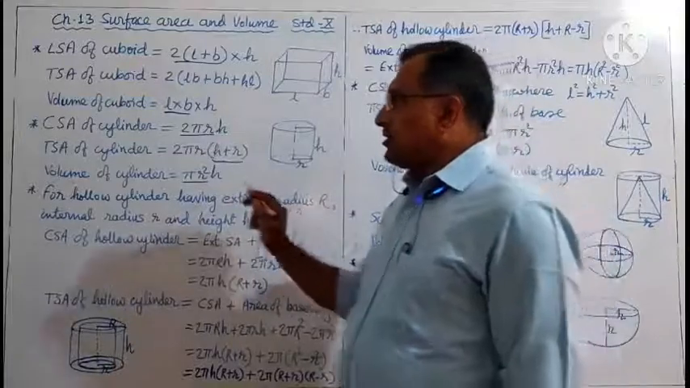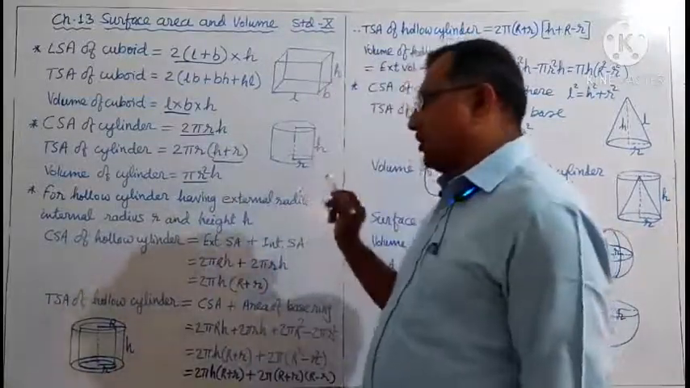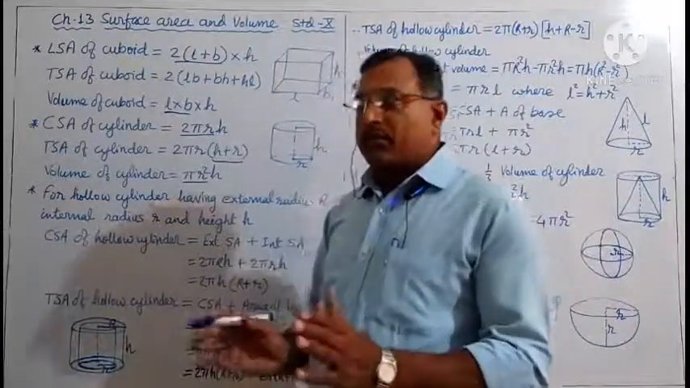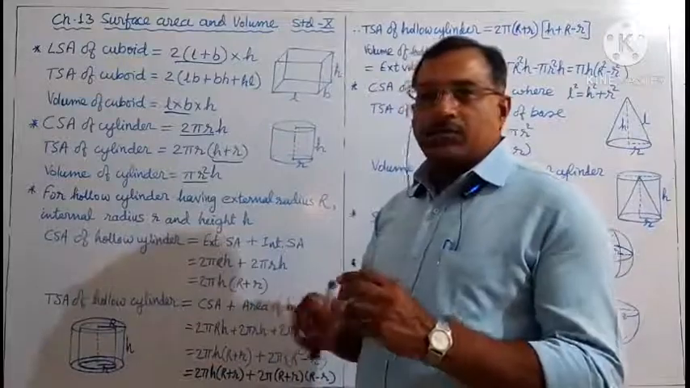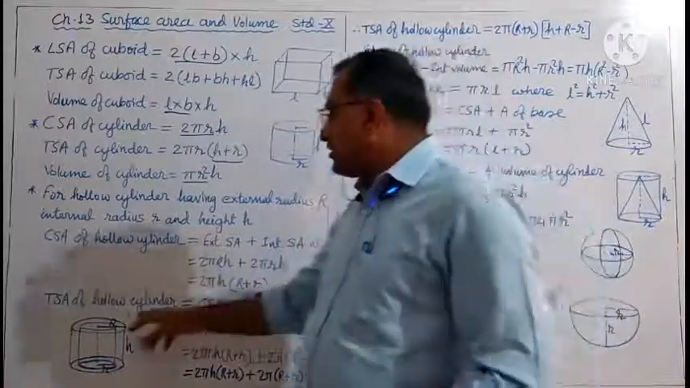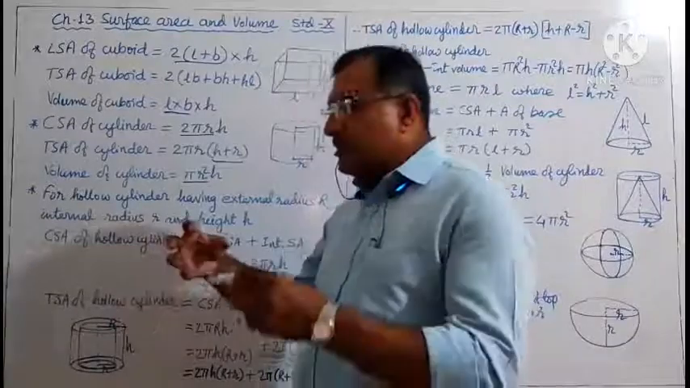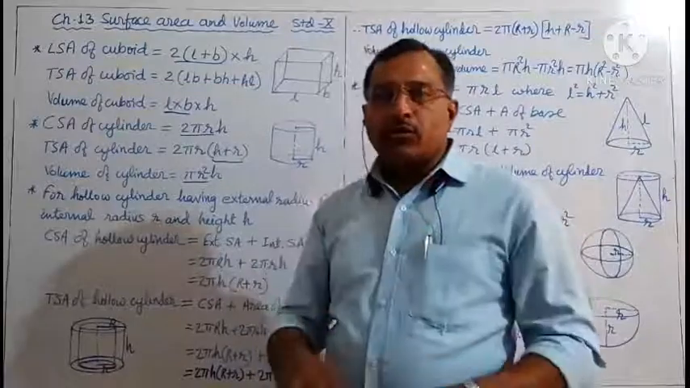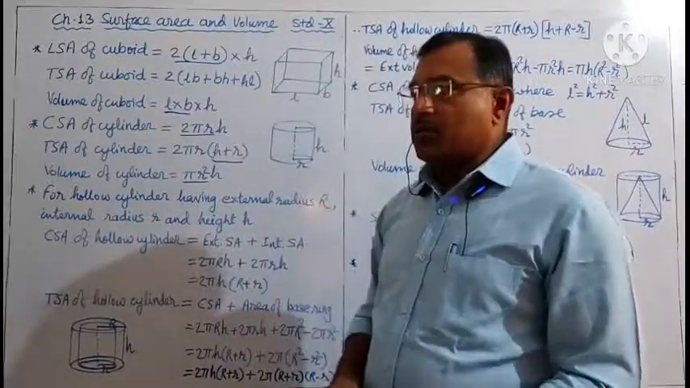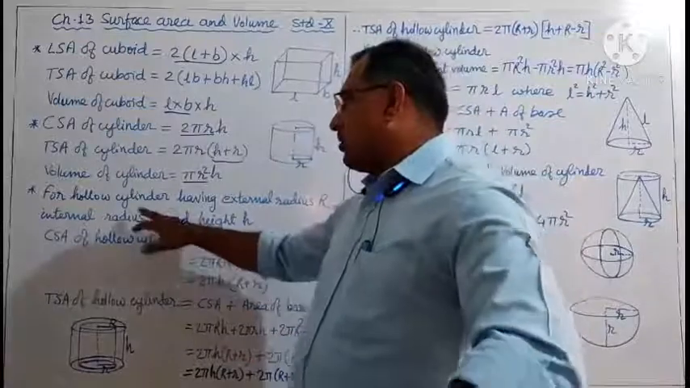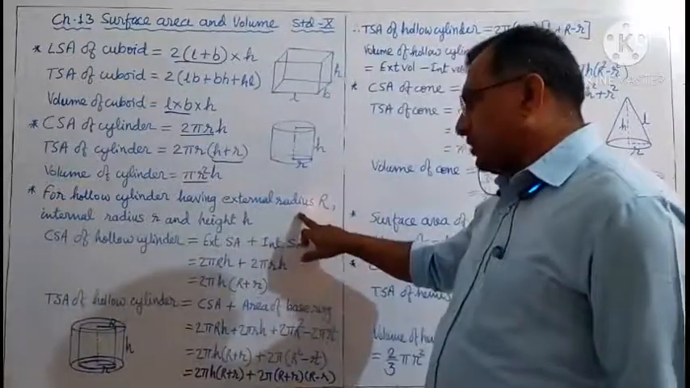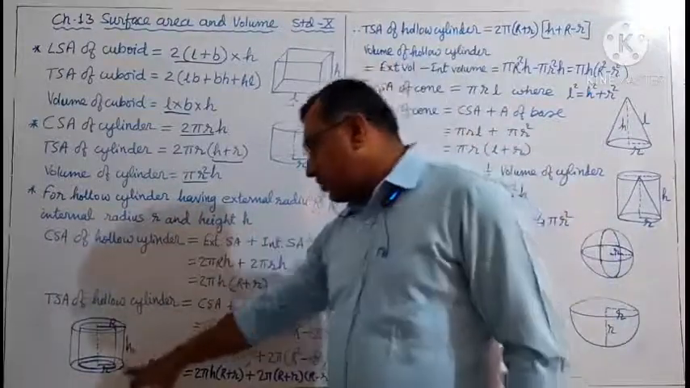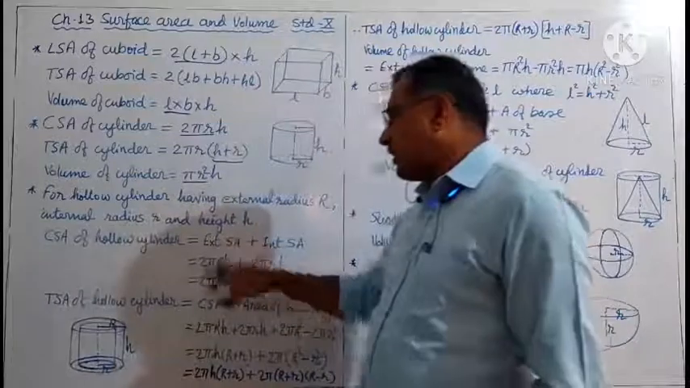Now suppose the cylinder is hollow. There is a hollow cylinder. Hollow cylinder you can see here, like any cylindrical vessel if you take, some edge you can see, a boundary. Inside it is completely hollow, but here there is a thickness. Same way on both the sides you will find thickness, that is a hollow cylinder. So for a hollow cylinder, you can see the external radius is capital R and internal radius is small r, and the height is h.